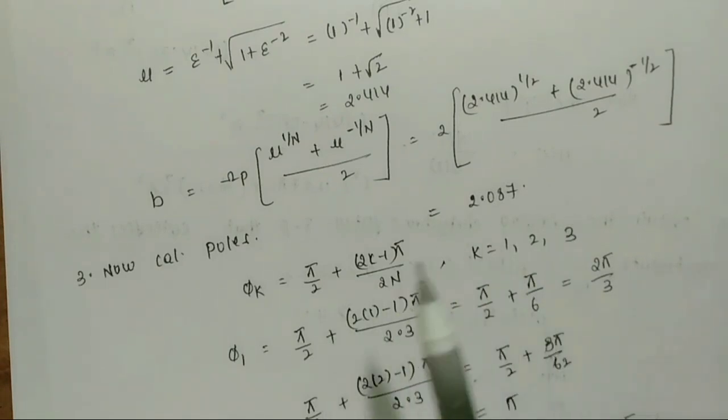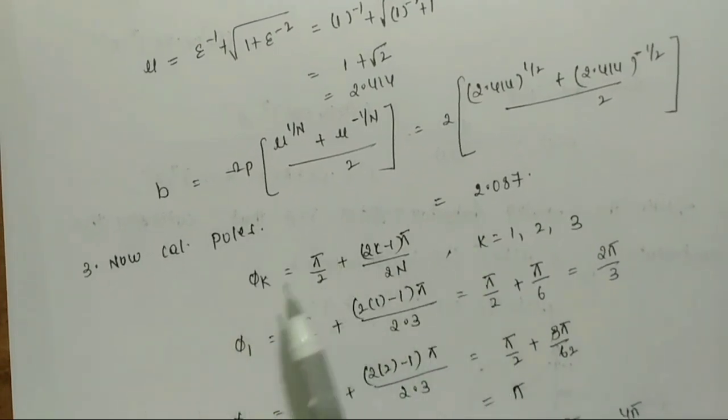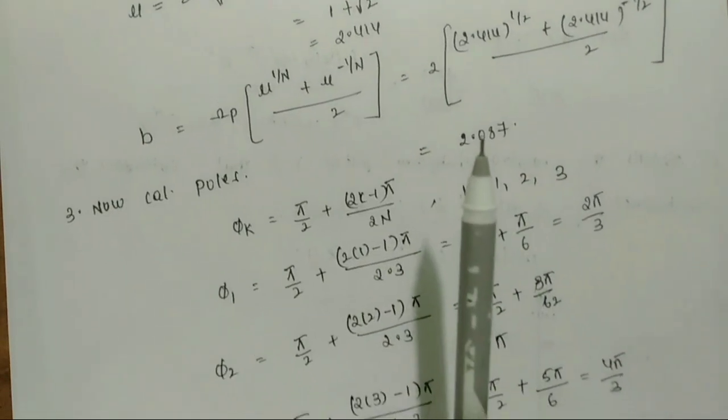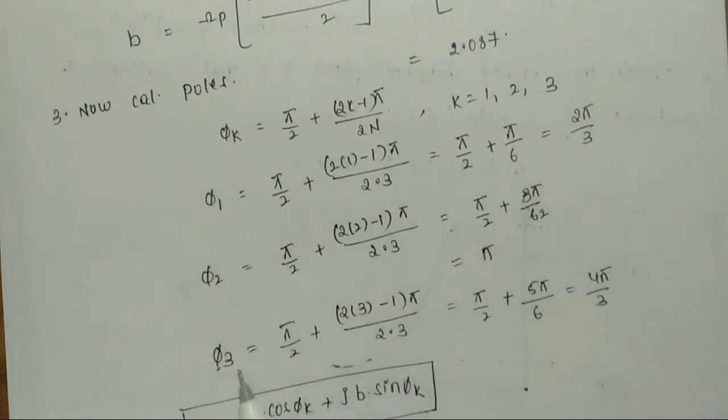For each instance, we will assume the k value as 1. So we get phi 1: pi by 2 plus (2 into 1 minus 1) into pi by 2 into 3. So I got 2 pi by 3. And similarly, for phi 2, I got pi, and for phi 3, I got 4 pi by 3. The calculation is written here.